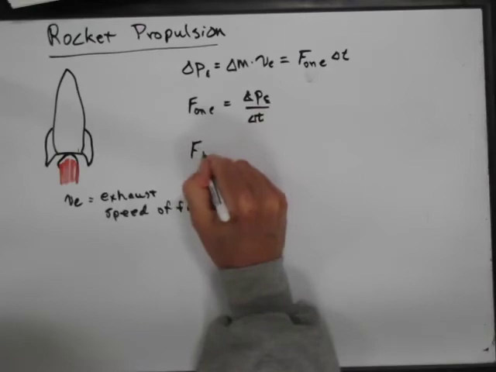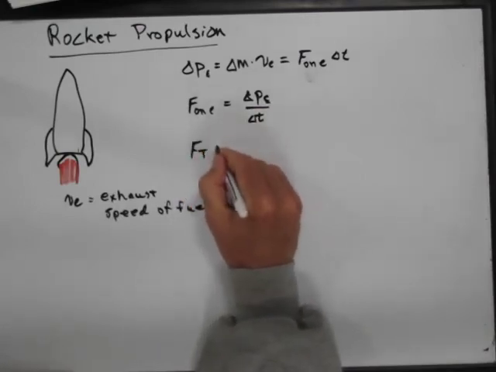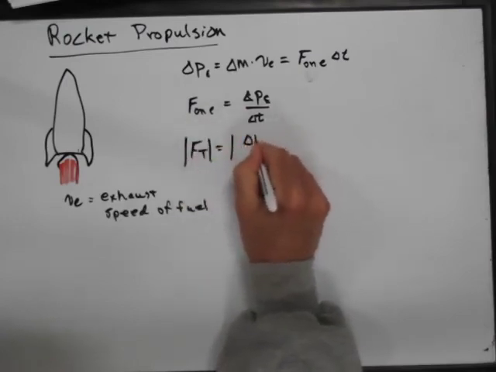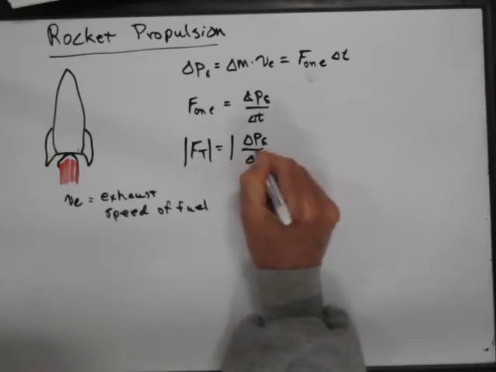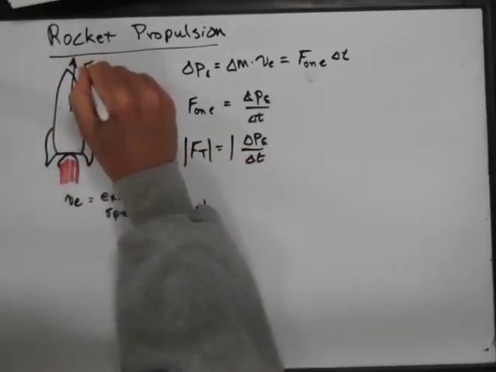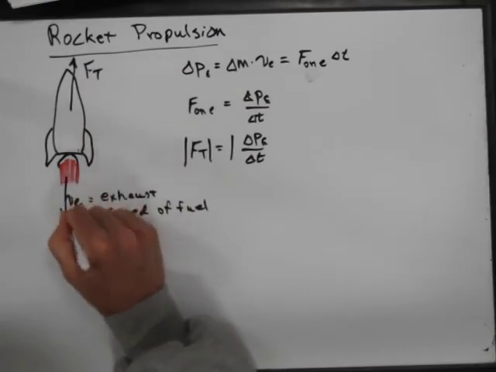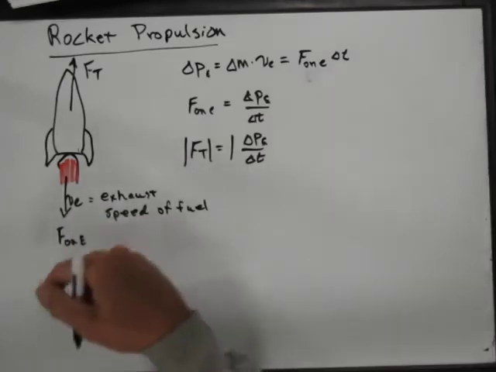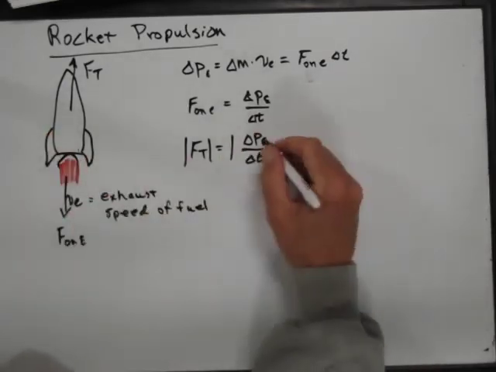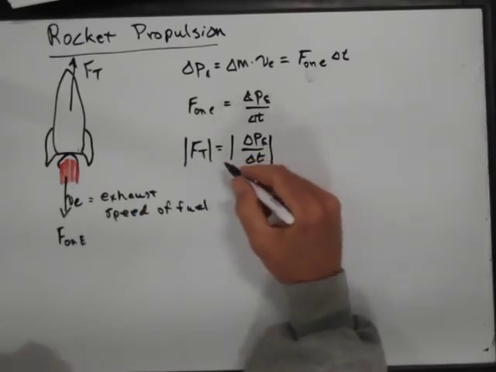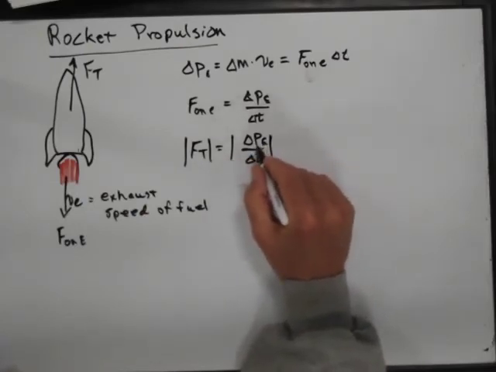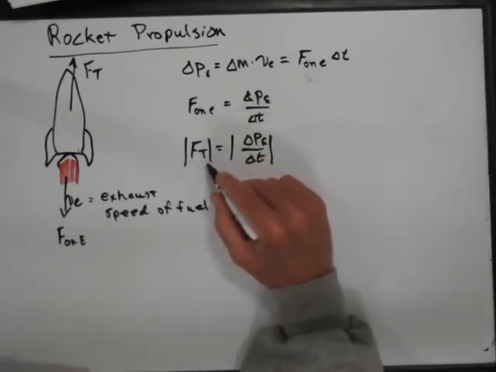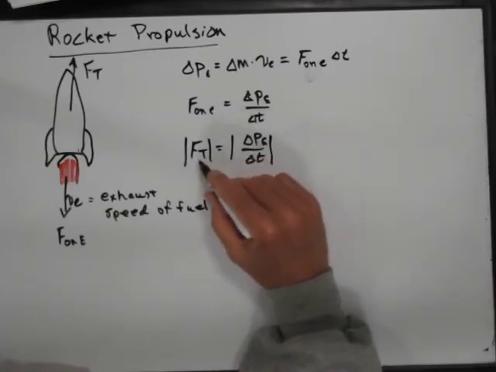Well, the thrust force is just the equal and opposite force of this. This is equal to the force on the rocket, and so the magnitude of that is the same thing. It's delta P on the exhaust over delta T. The only difference is the thrust force on the rocket goes this way, and the force on the exhaust goes this way, right? The exhaust gets pushed out, so the rocket gets pushed forward, and that's the idea. The faster I can make this fuel go out, or the more fuel I can shoot out per time, the greater my thrust, right? The greater the change in momentum of the fuel, the greater the thrust on my rocket.